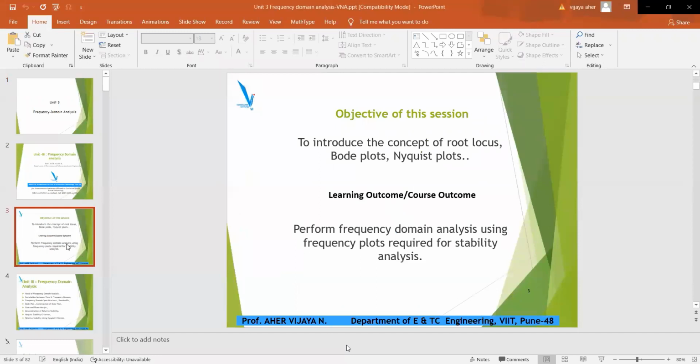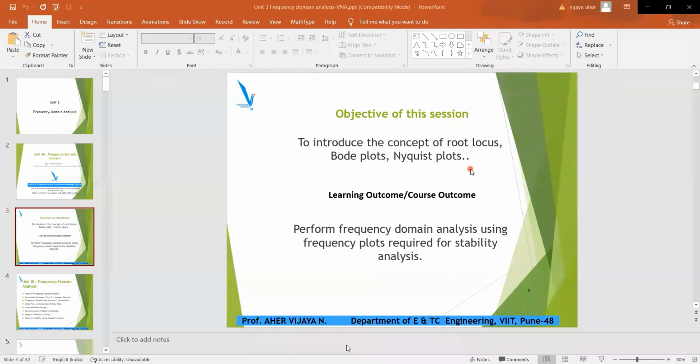Now, as usual, before starting directly unit 3, I'm going to give you objective of this session, that is nothing but objective of unit 3. So very first you have to remember objective, then outcome, that is nothing but learning outcome. Objective of this session is to introduce the concept of root locus, Bode plot, Nyquist plot. Now all these plots are related to frequency domain analysis.